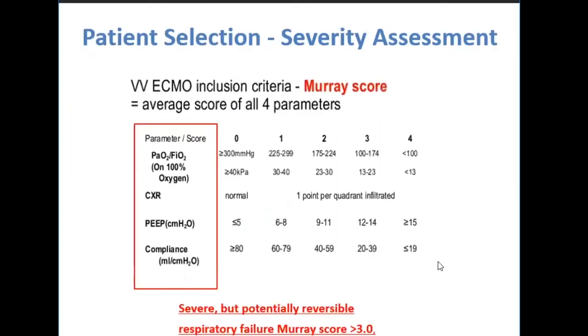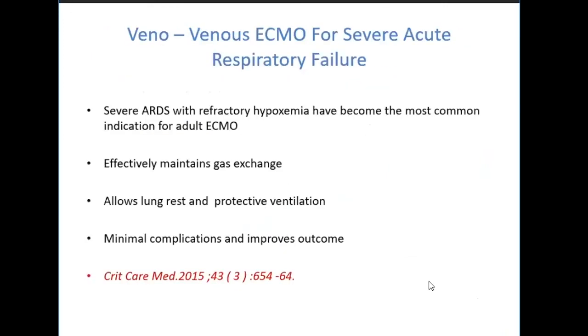What are the objective criteria? There are objective criteria. We can say the Murray score, and the Murray score more than 3, where you can see the PaO2/FiO2 ratio, the chest X-ray, the PEEP, and the compliance. And if it is more than 3, there is a high chance the patient will not sustain on the conventional ventilation. You can think the patient will be put on the ECMO. So I'll skip this slide.